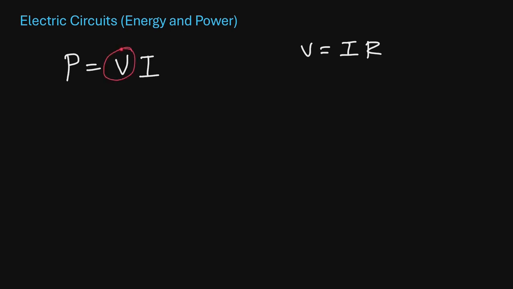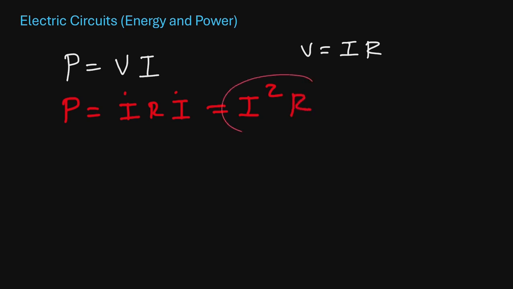So if we substitute the voltage as current multiplied by resistance, we will be able to get another equation of power. So we can say now power can also be given as what? In place of voltage, we can put current multiplied by resistance. And therefore, we are going to have current multiplied by current, which is current squared multiplied by resistance. So this will be the second equation that describes the power in electric circuits.